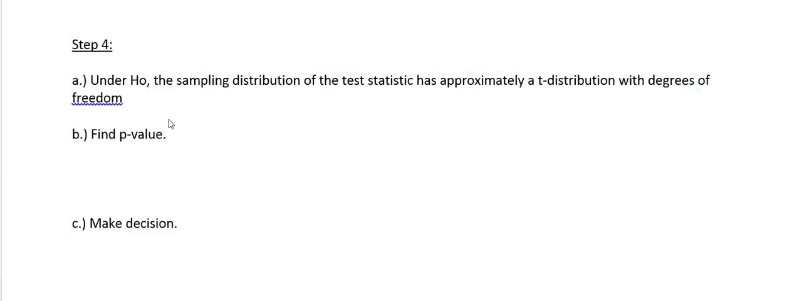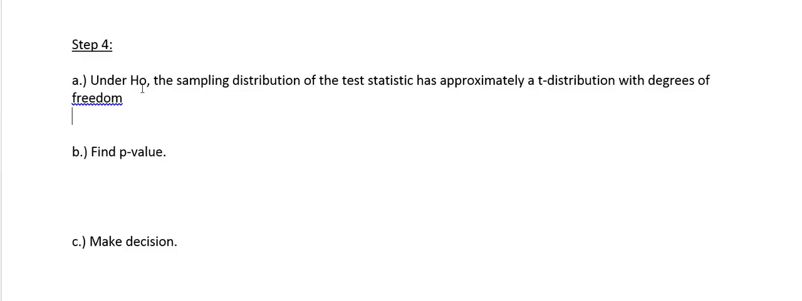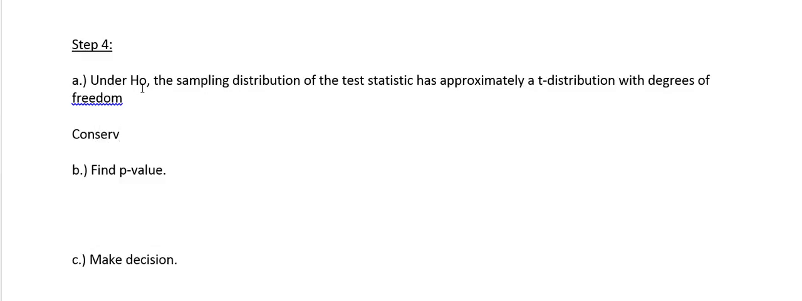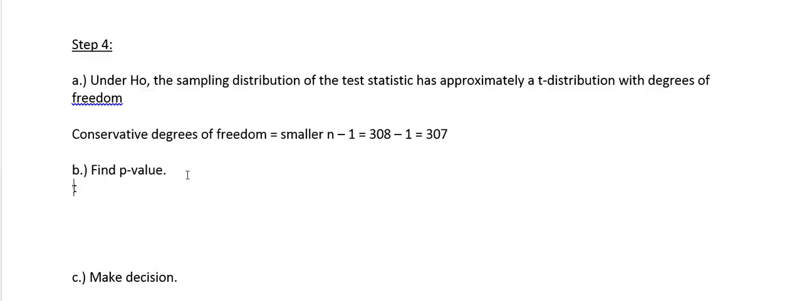Now moving into step 4, we're going to make a decision. So under the null, the sampling distribution of the test statistic is a t, so it's on the t distribution. And we're going to use conservative degrees of freedom. Remember that conservative degrees of freedom takes the smaller n minus 1. So for this problem, our smaller of the two n's was 308, so we have 307 degrees of freedom. Now for this problem, we're going to use a t equal to the 0.22 that we found in step 3.